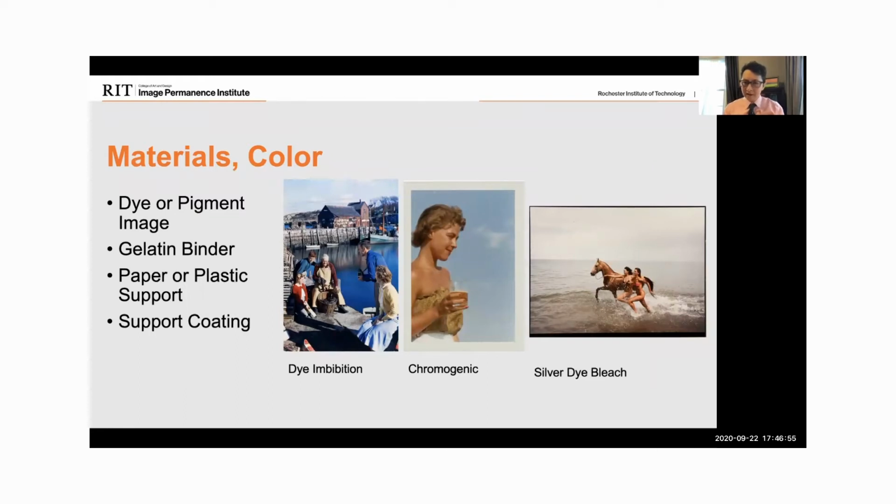Technology progressed, and in the 20th century, color photographs are introduced. The image materials are usually dye or pigment. They all have a gelatin binder. The support might be plastic or paper, most commonly paper, but plastic is certainly found. And they often have, but not always have, some sort of support coating.